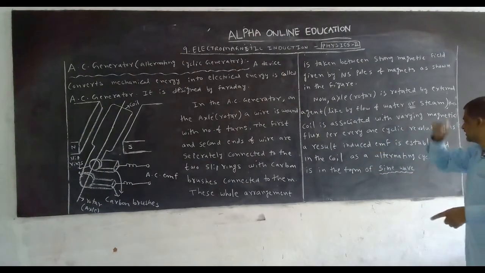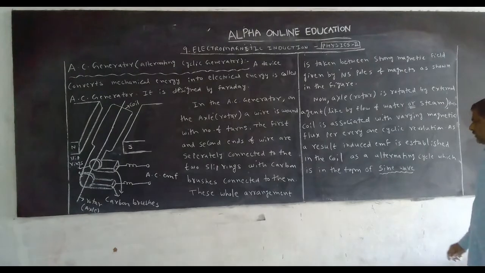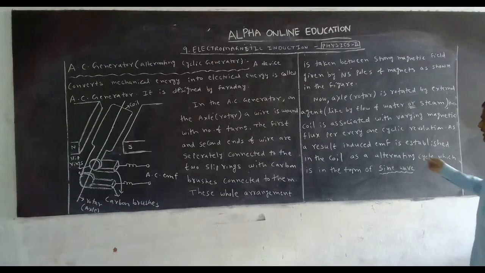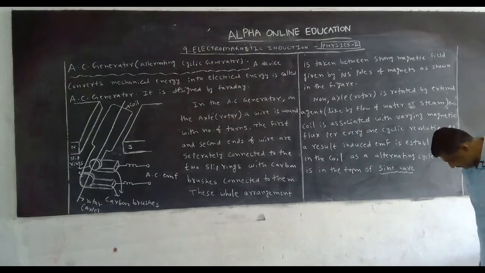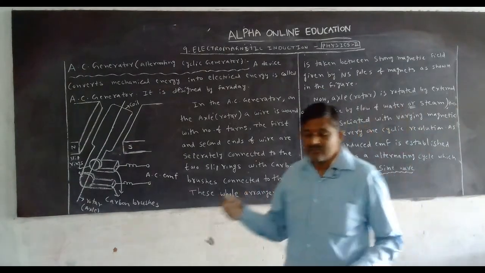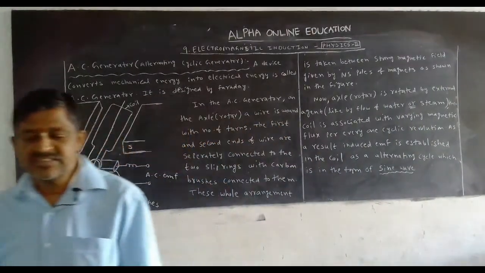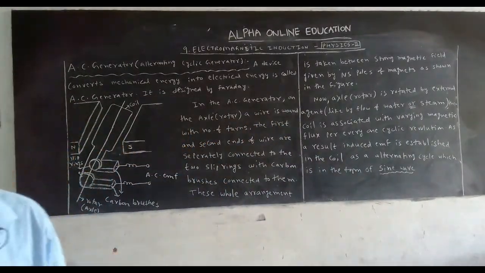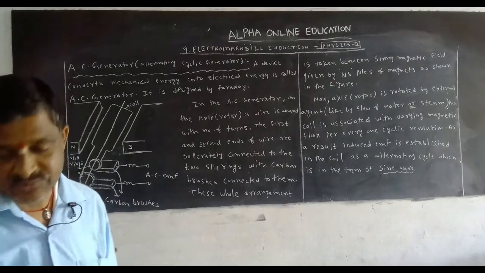As a result, induced EMF is established in the coil as an alternating cycle, which is in the form of a sine wave. Now we want to show that, which is in the form of a sine wave, in 5 steps.